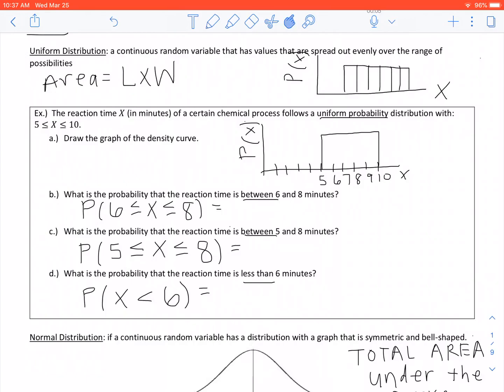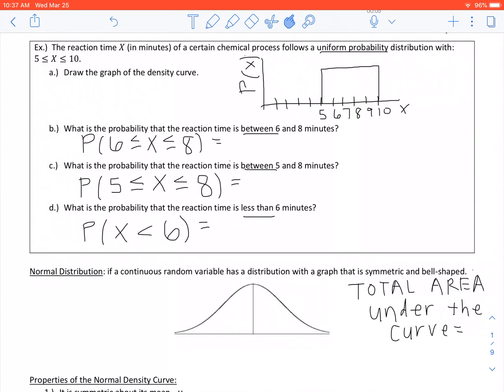Right below this, we have an example that says the reaction time x in minutes of a certain chemical process follows a uniform probability distribution with x between 5 and 10. Draw a graph of the density curve. I have the curve already sketched in here. Random variable x, which is time, is continuous. I'm going to make these all individual little rectangles here. Each of those rectangles would have the same little area. Since the total area is 1 and we have 5 of these, each one would make up 1/5. So put 1/5 in all of those little rectangles.